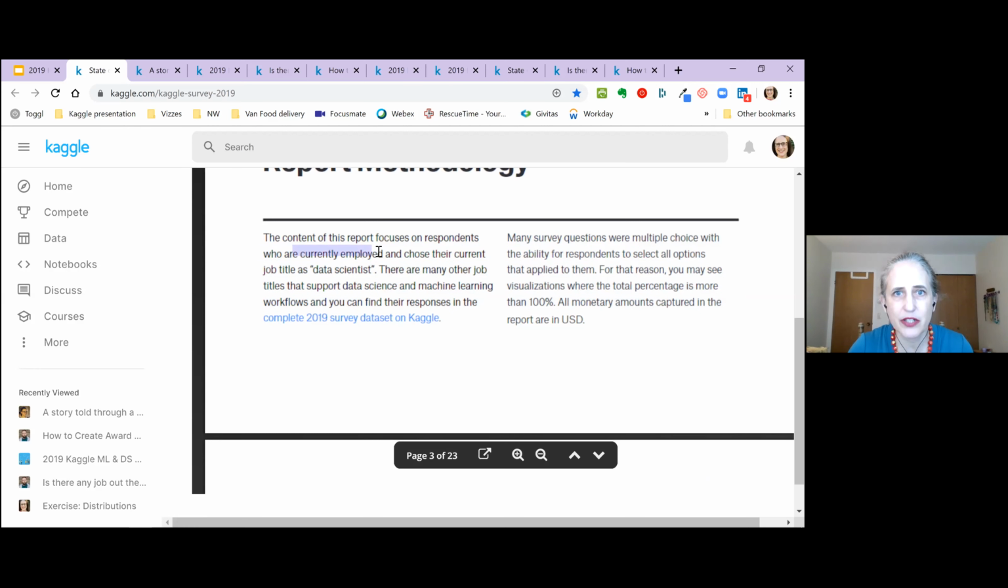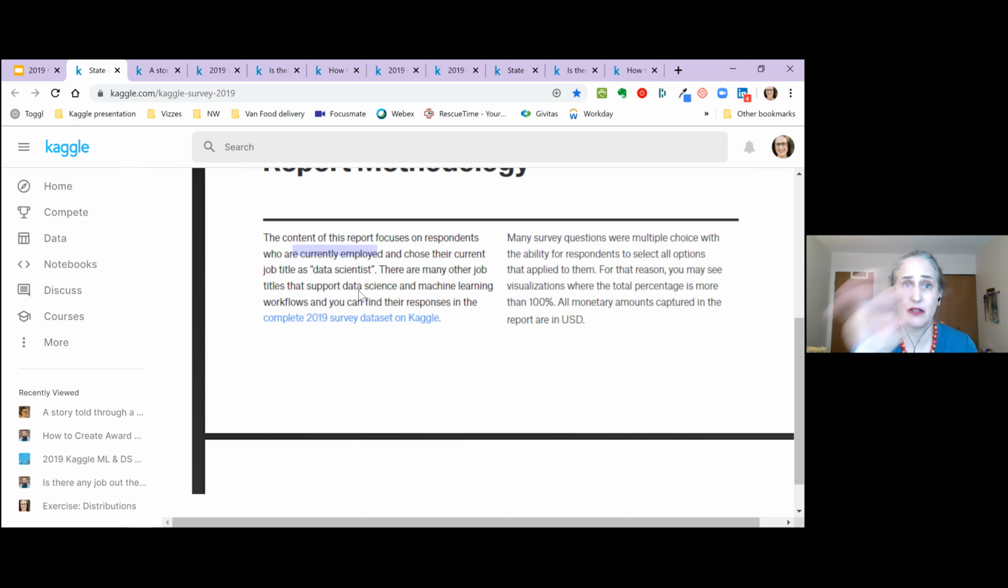So the content of this report focuses on respondents who are currently employed and shows their current job title as data scientist. The full data and the data that was the basis for the competition included people who are students and people with job titles like business analyst, like database engineer, like developer engineer. But this specific report, they decided to only look at that subset of people who say they are a data scientist and who are currently employed.